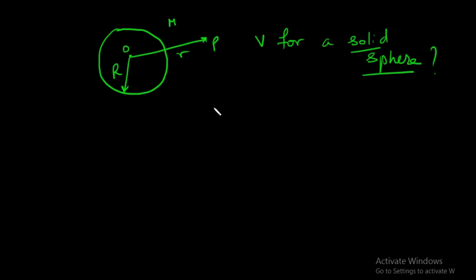First, since the radius is constant, mass is constant, and the sphere is continuous, the density will be constant. So density is rho, which is mass by volume. What is volume? 4 by 3 pi R cube. Now I divide the sphere into concentric spherical shells. The sphere can be thought to be made up of several concentric spherical shells like these. One such shell I am taking has a radius x and a width dx.